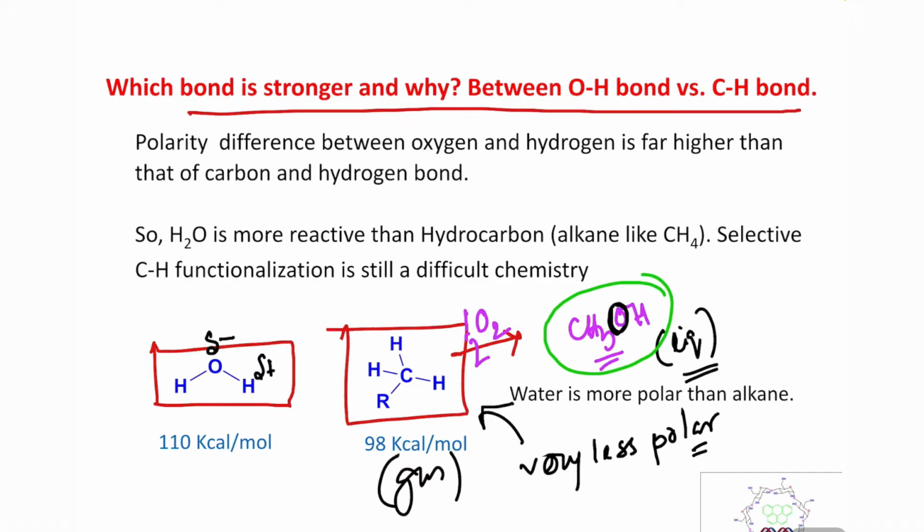So right now, they follow an alternate pathway. First of all, they convert it into CO and then methanol. We will come to that later on. Water is actually more reactive than a hydrocarbon like methane, but from an energy storage point of view, methane stores relatively more energy because water is more stable. So selective CH functionalization is difficult here.